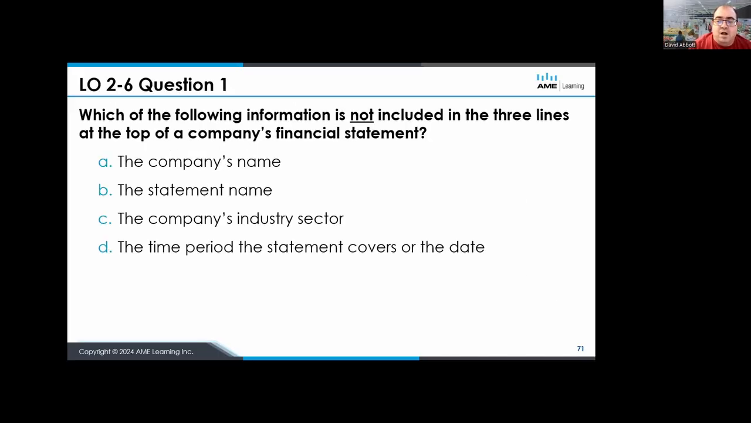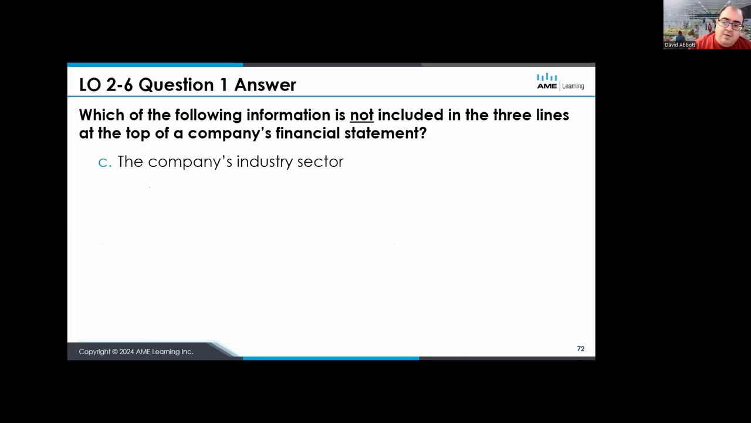Okay, so which of the following information is not included in those 3 lines at the top of a company's financial statement? The company's name, the statement name, the company's industry sector, or the time period. And it would be the industry sector, but all the other things there are going to be listed.